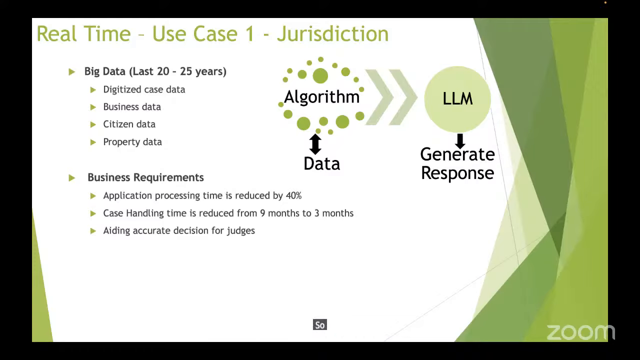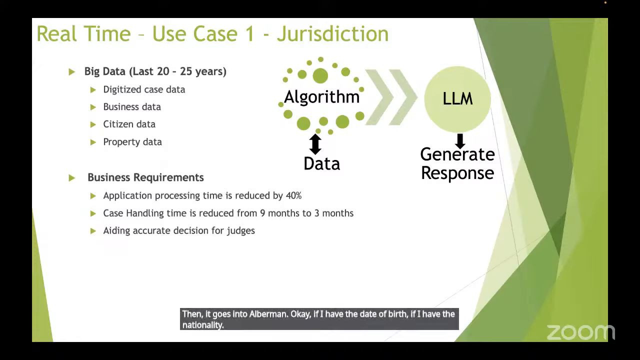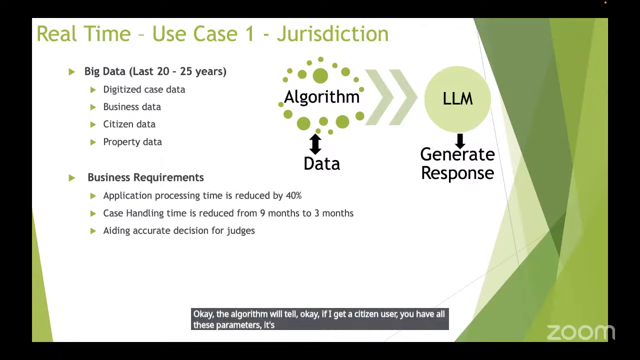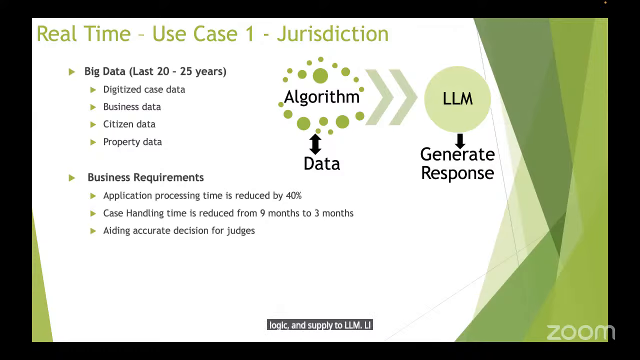For example, if I give one citizen's data, it goes into the algorithm. If I have the date of birth, the nationality, the place of birth, is there any other area available with this user? Is he a trusted user or a blacklisted user? The LLM will do that. The algorithm will tell, if I get a citizen user, you have all these parameters. It's called biographic parameters. Use this to identify the logic and supply it to the LLM. The LLM will collect all the data, consolidate it into different steps and generate the response.